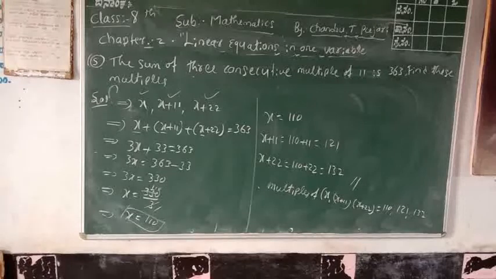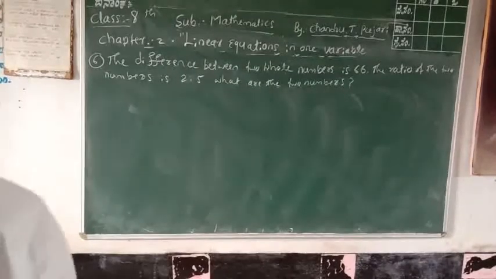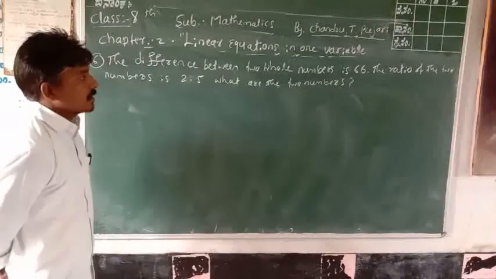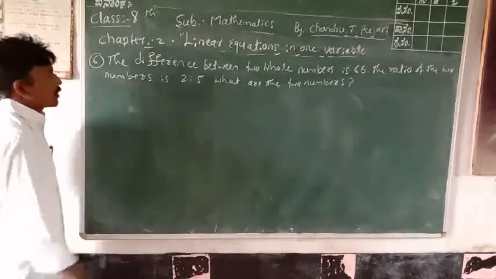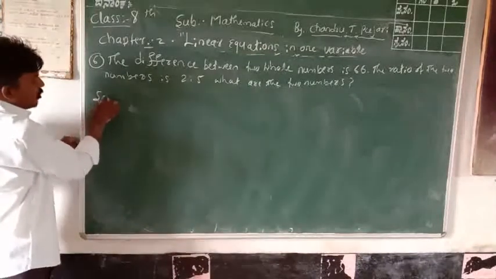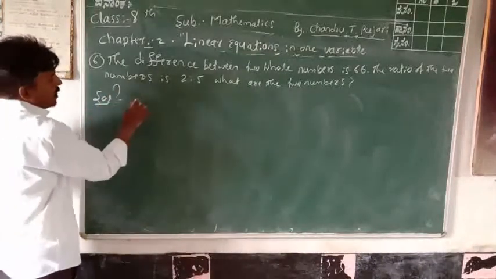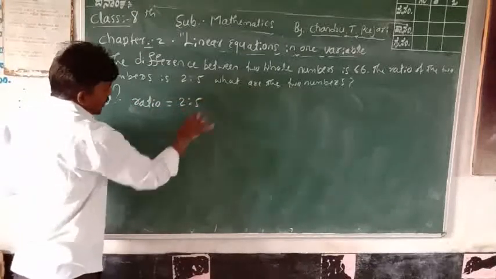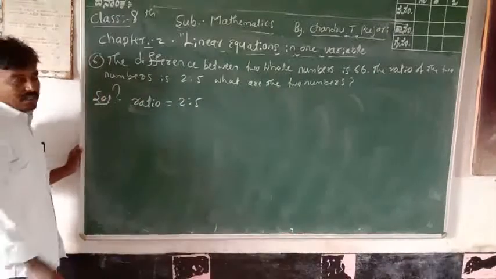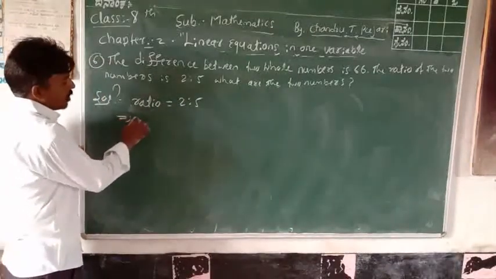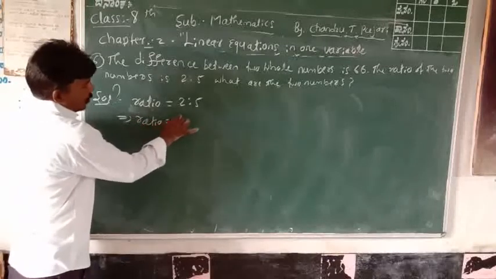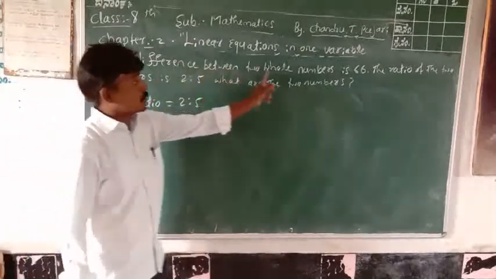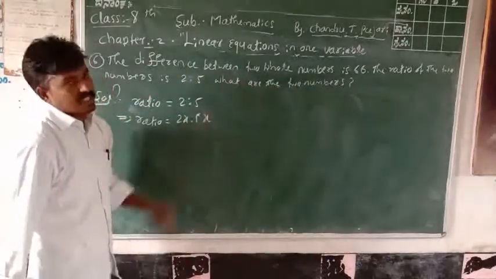Okay, the next one, the last one: the difference between two whole numbers is 66, and the ratio of these two numbers is 2:5. The ratio between the two numbers is 2:5. We don't know the amount, so take the ratio as 2x and 5x. The difference between these two whole numbers is 66.